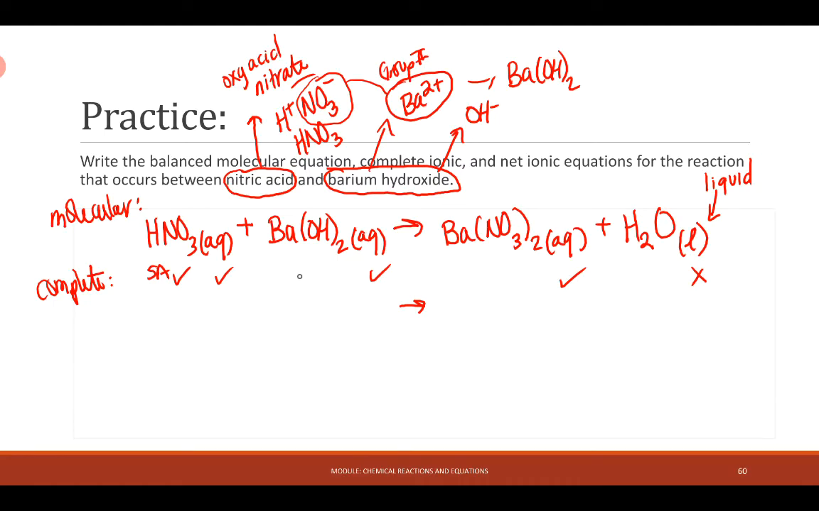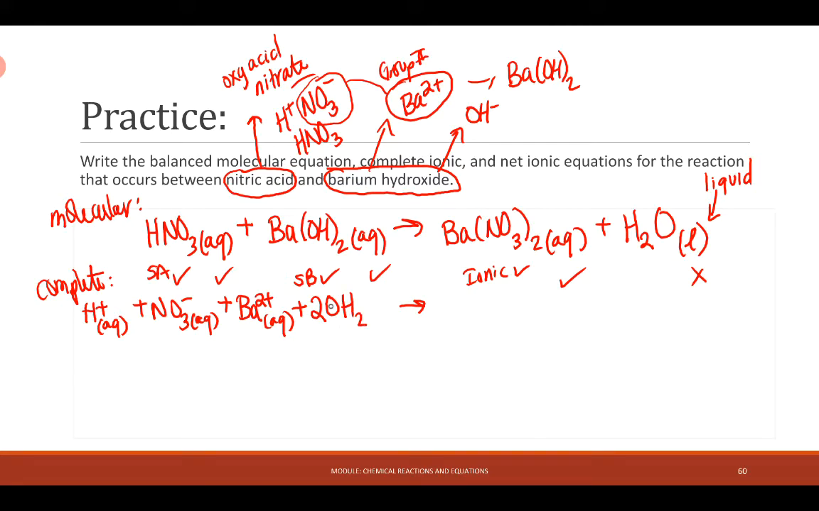Barium hydroxide is a strong base, and it's ionic, and so it will be ionized. So in my complete ionic equation, I will have H+ aqueous and NO3- aqueous, and barium 2+ aqueous and 2 hydroxides aqueous.